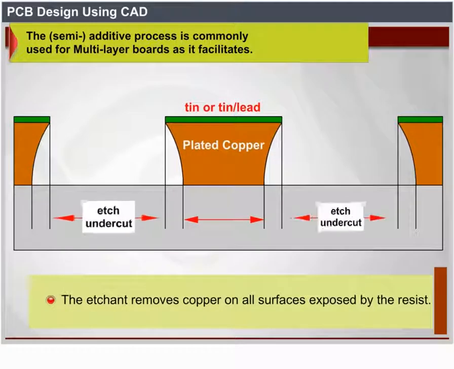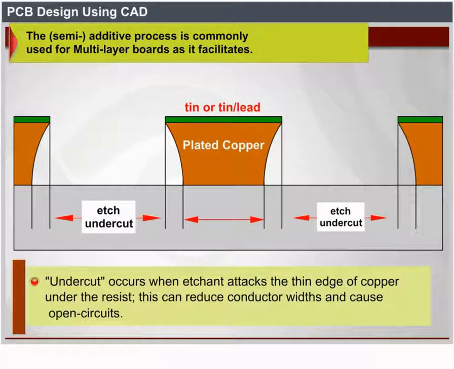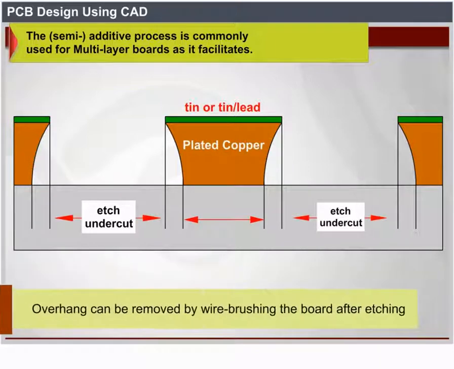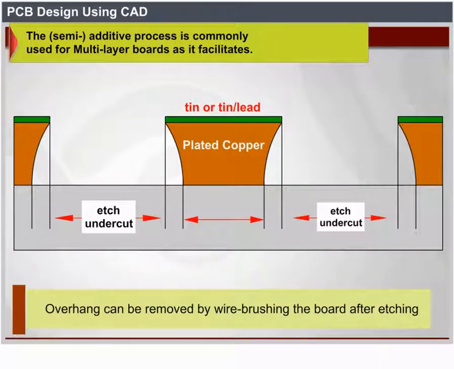The etchant removes copper on all surfaces exposed by the resist. Undercut occurs when etchant attacks the thin edge of copper under the resist. This can reduce conductor width and cause open circuits. Careful control of etch time is required to prevent undercut. Where metallic plating is used as a resist, it can overhang, which can cause short circuits between adjacent traces when closely spaced. Overhang can be removed by wire brushing the board after etching.